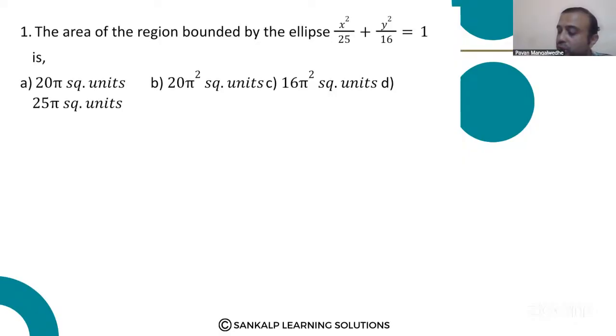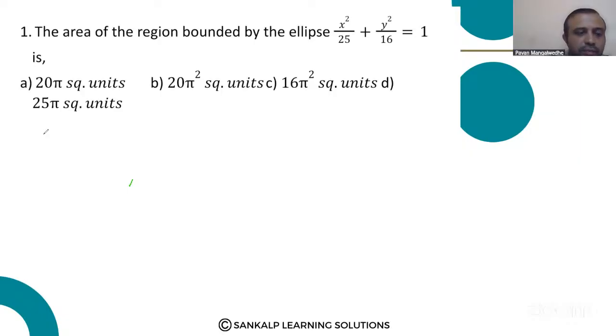Today we are going to learn a new topic in this lesson, that is application of integrals. This is the first question: the area of the region bounded by an ellipse centered at the origin, x square by 25 plus y square by 16 is 1. What is the area of that? Let me move on to the solution now.